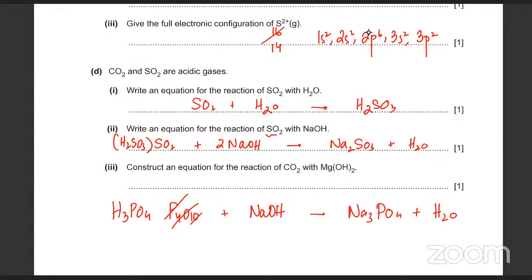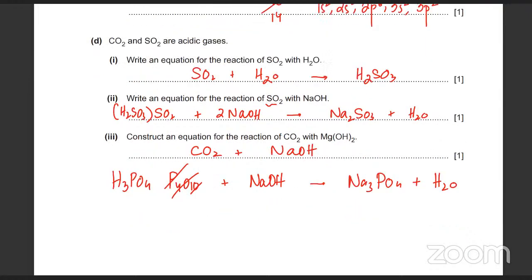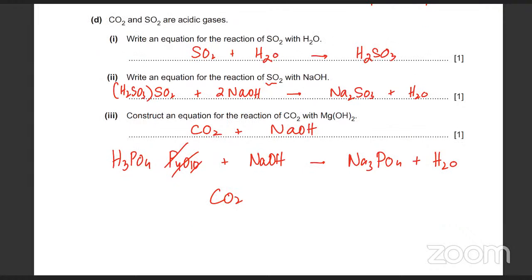He's asking to write an equation for the reaction of CO2 with NaOH. So what do you think of CO2 as? What would you write CO2 as? If it reacts with water, what acid is formed? Carbon dioxide plus water, what acid is formed? It's going to be carbonic acid, right?